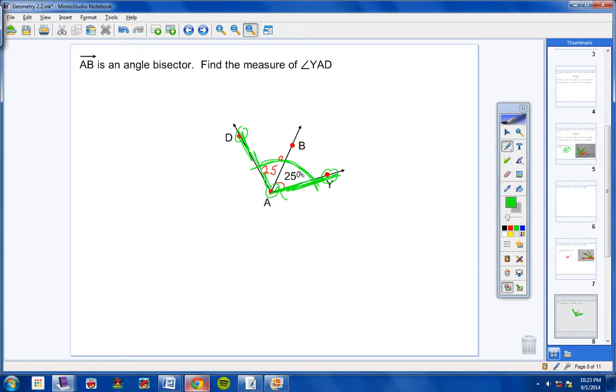So if this little angle here is 25 degrees and this little angle here is 25 degrees, then the measure of angle YAD has to be 25 plus 25, which is 50. Okay? So not too bad. All right, let's continue on, and let's apply a little algebra now to these problems.